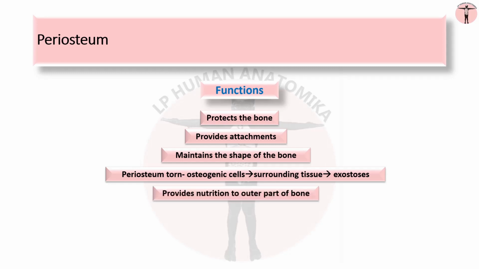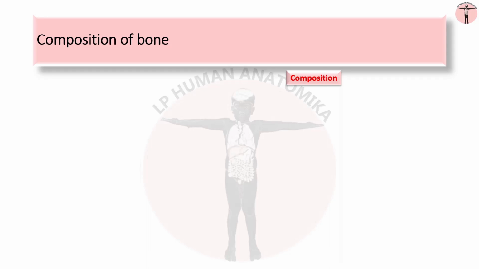It provides nutrition to the outer part of the compact bone by the periosteal vessels. It helps in subperiosteal deposits of bone formation, increasing the width of the bone during development. Coming to the composition of bone, it consists of extracellular or intercellular substance and the cells. Intercellular substance is also called bone matrix.